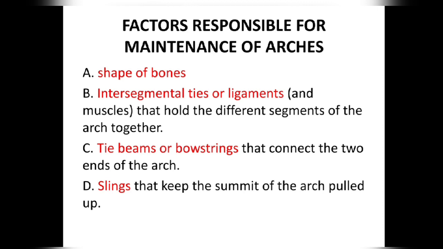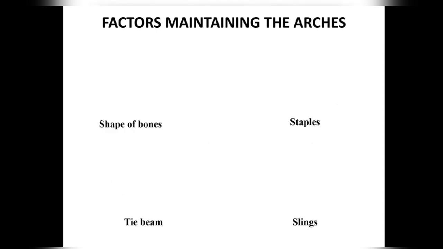Factors responsible for maintenance of arches. Number 1 factor is shape of bone. Number 2, intersegmental tie or ligament and muscles that hold the different segments of the arch together. Number 3, tie beams or bowstrings that connect the two ends of the arch. And number 4, slings that keep the summit of the arch pulled up.